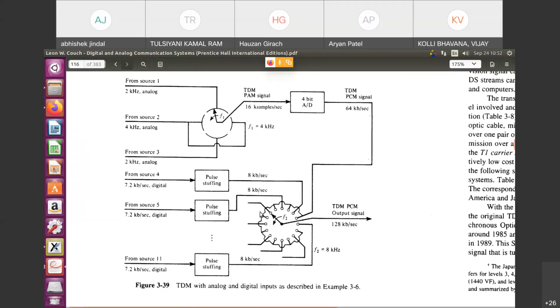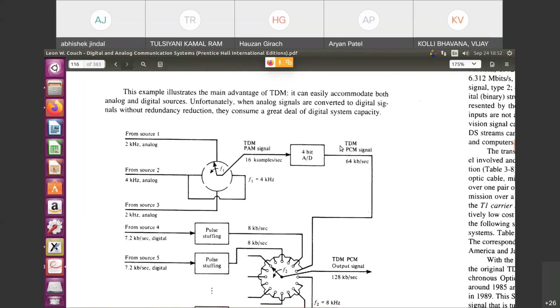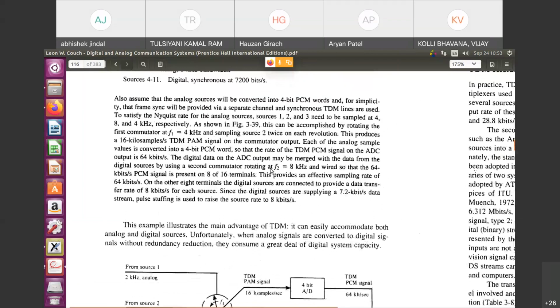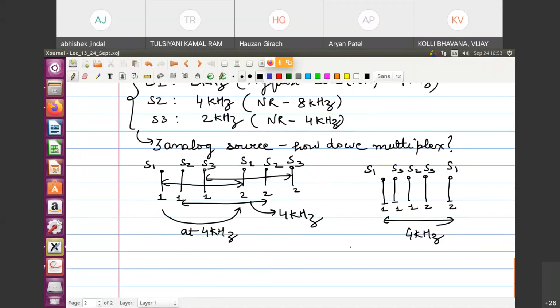Now you have to design another commutator. Let us say this is one of the possible bit sequences coming from multiplexing 3 sources, and now this bit sequence will be multiplexed with these 8 bit sequences, and ultimately the output would be 128 kbps. The full explanation is written here. If you understand what I have drawn and written here, then I think it should be easy.